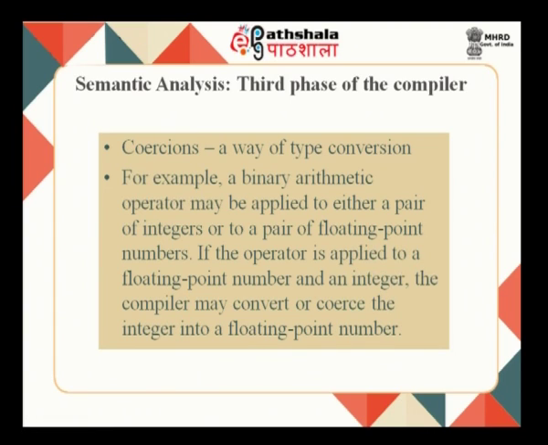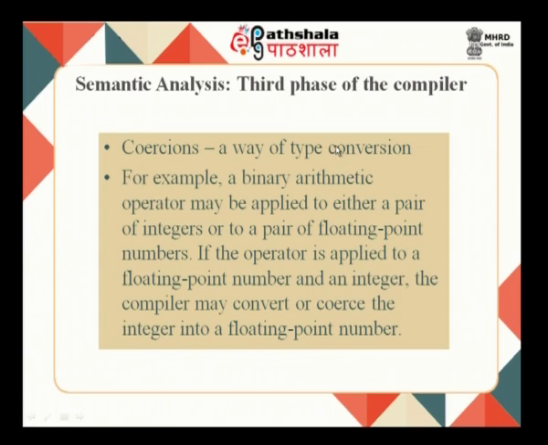Supposing I say a into 60, and a is of type float. I will convert this 60 into 60.0, so I will do a into 60.0. This is what basically happens as type conversion, which is called coercion. A binary arithmetic operator may be applied to either a pair of integers or a pair of floating point numbers. If the operator is applied to a floating point number and an integer, the compiler may convert or coerce the integer into a floating point number. So this is what is called coercion, which is implicit type conversion.